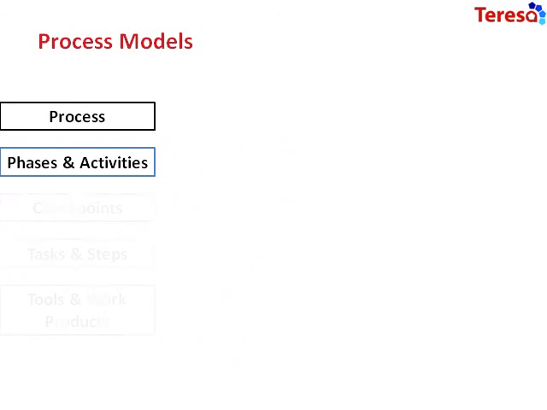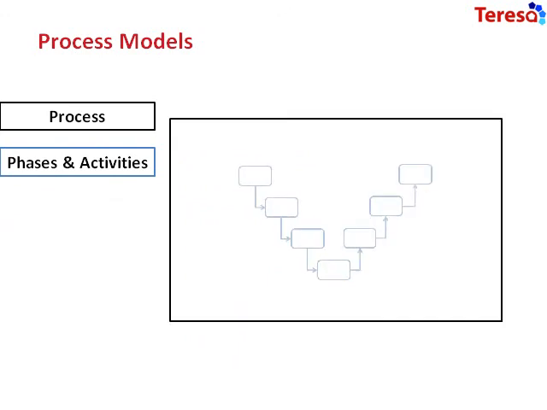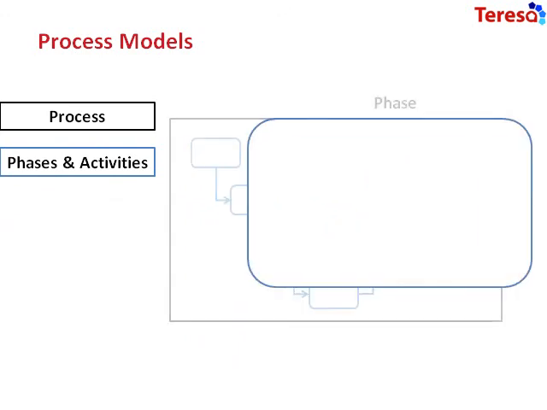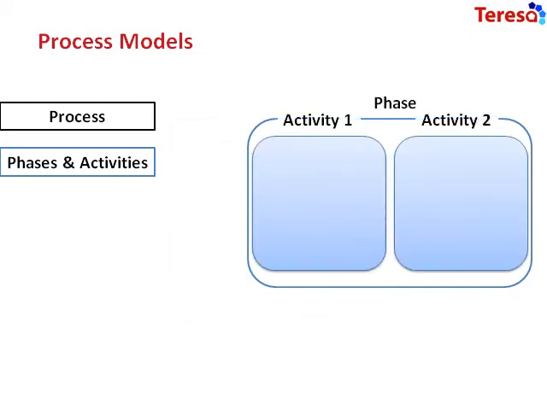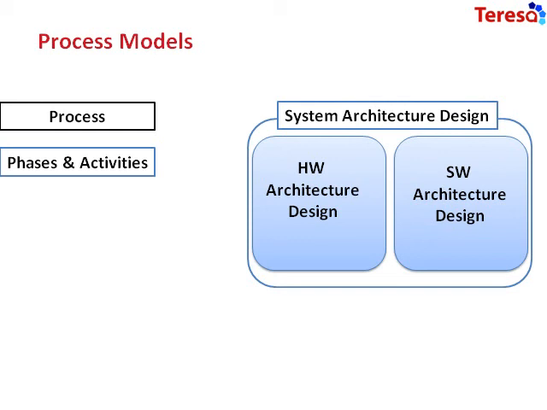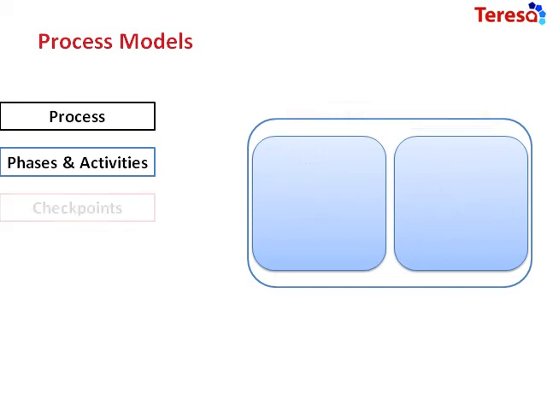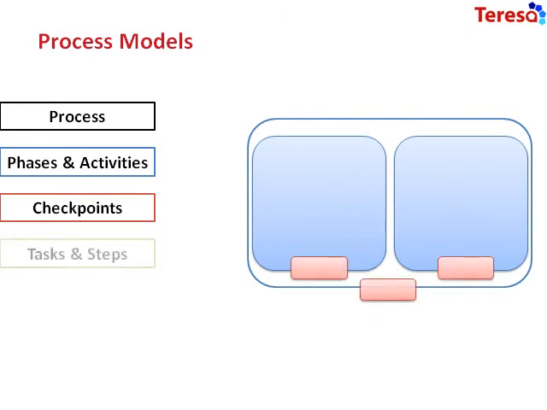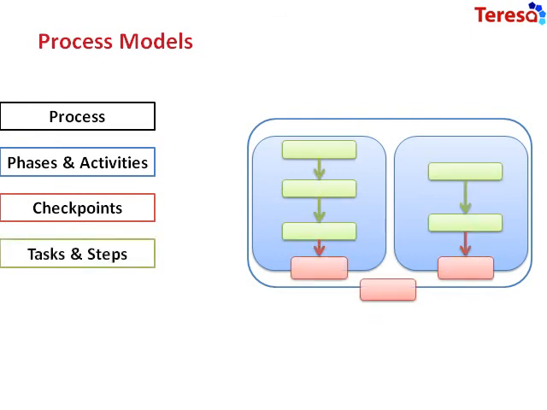A process is composed of different phases. Each phase can be composed of various activities. For instance, hardware architecture design and software architecture design are two activities that compose system architecture design. A checkpoint can be a review or an audit to end a phase or an activity. Activities are composed of sequential and/or parallel tasks. Steps can be used to refine the description of a task.